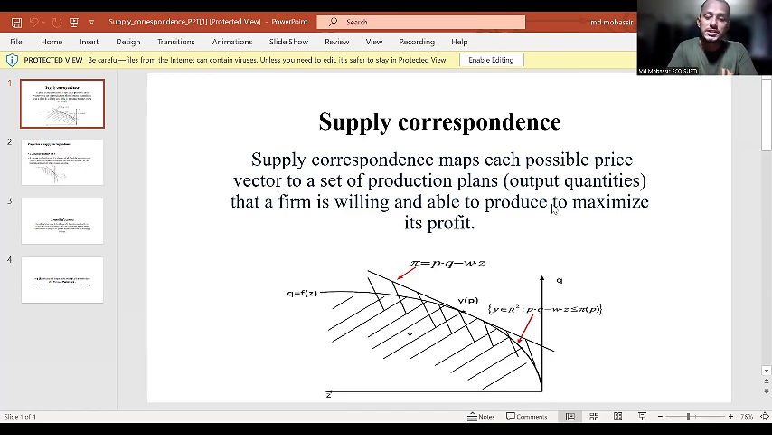In this graph, we can see the isoprofit line, and Q = f(z) is the supply correspondence. In the graph, the production plan that solves the profit maximization problem is the firm's supply correspondence y(p), and more formally we can define the profit function π(p) = p · y(p).